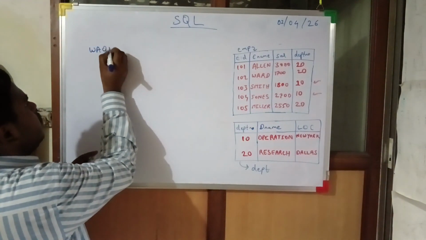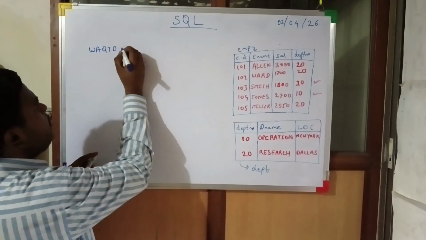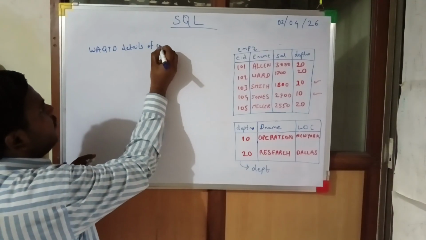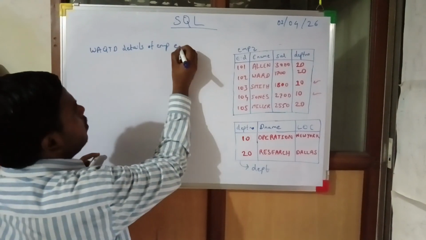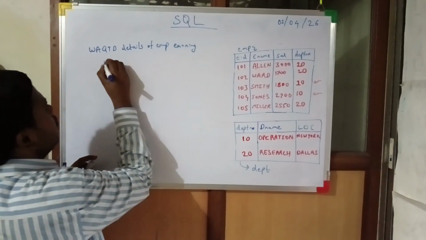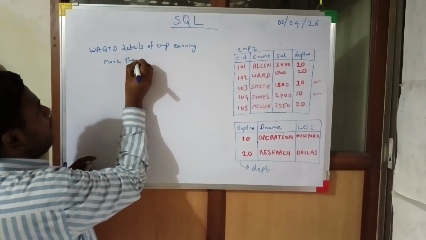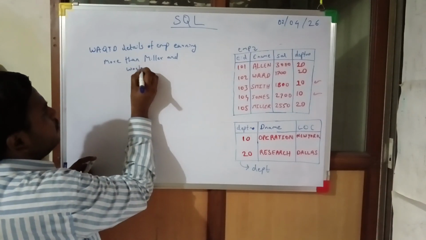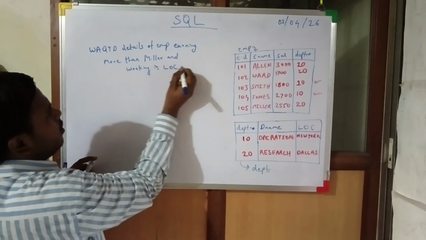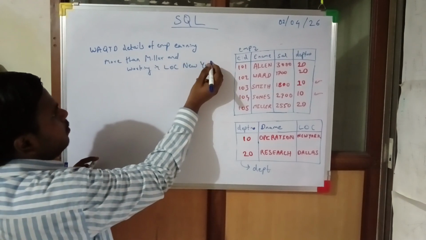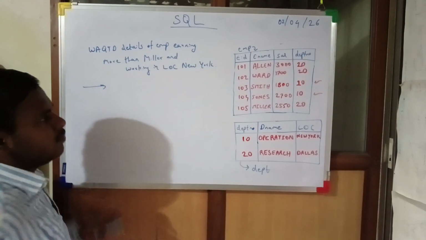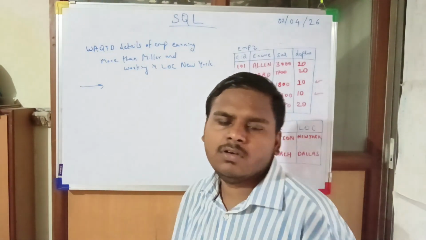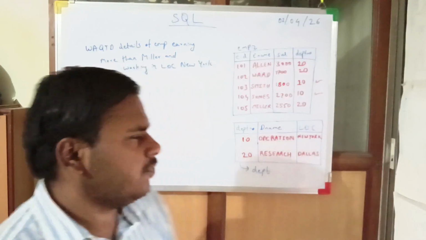Write a query to display details of employee earning more than Miller and working in location New York. Wow, what a very good question. Try on your own. Sir, it's cheating, sir. You always do easy question and give difficult question to us. It's not that difficult.